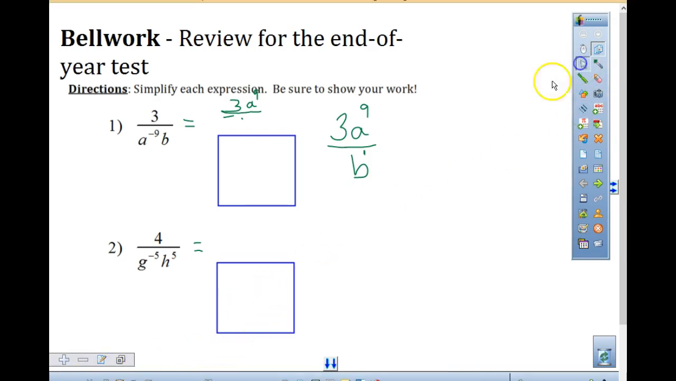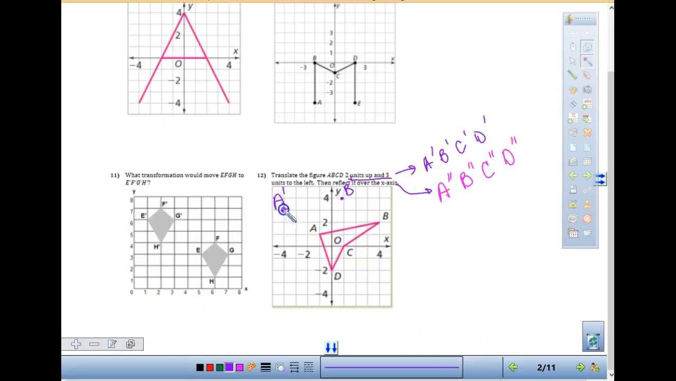So if we are looking at the second one, is that looking right? Just moving the g. I should have moved up D. It told us to move it up 2 and back 3. So up 2 and back 3, this is where my new point D prime is. C is going to go up 2 and back 3.